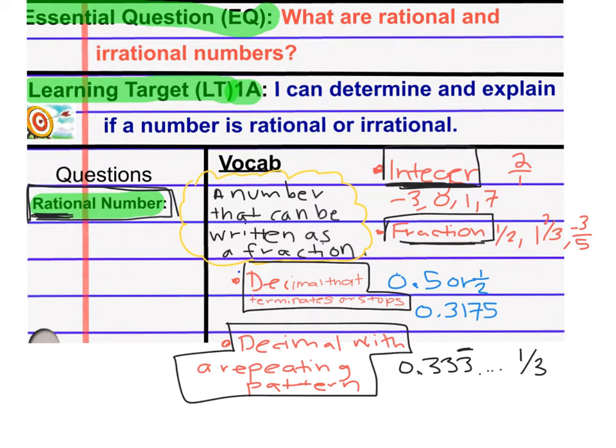Vocabulary. A decimal that ends, a decimal that terminates or stops, I see right here, that is a rational number. So when I go to the fraction, yep, fraction was one of my 4 bullet points that was a rational number. In your notes, a decimal with a repeating pattern right here, my 4th bullet, that is rational.